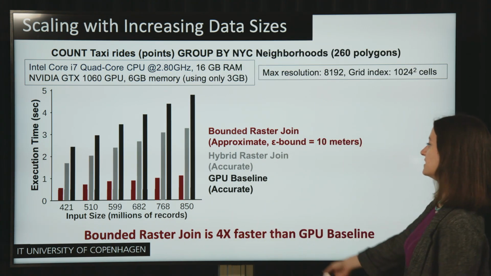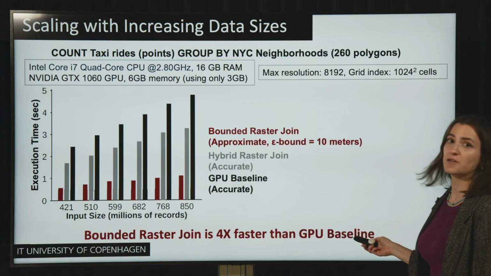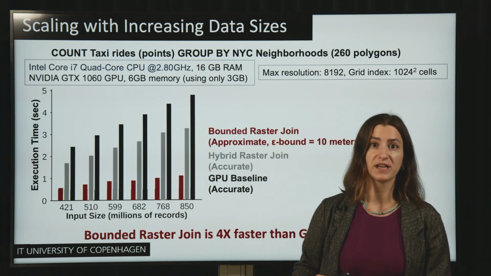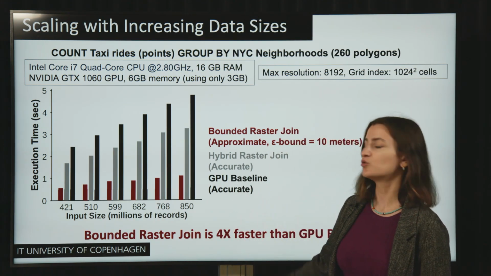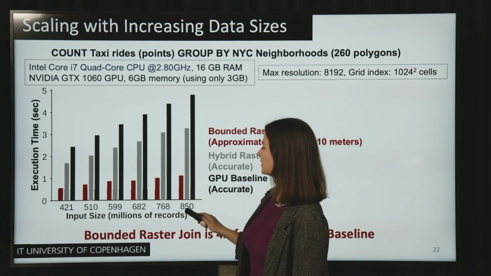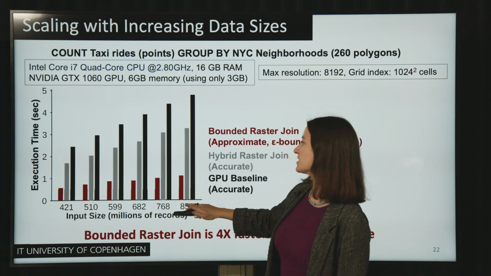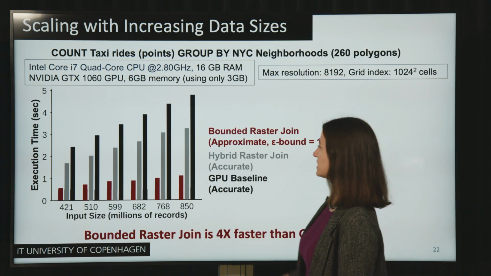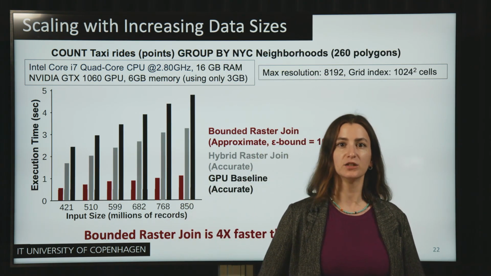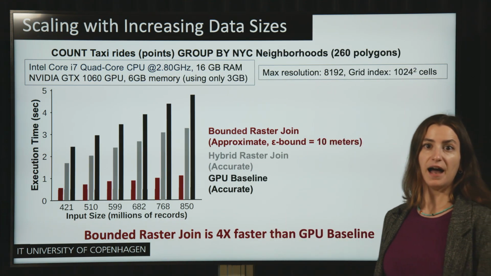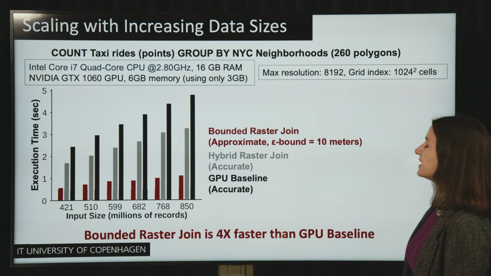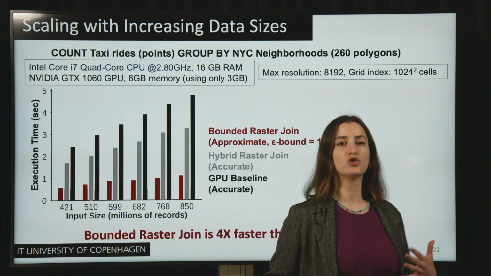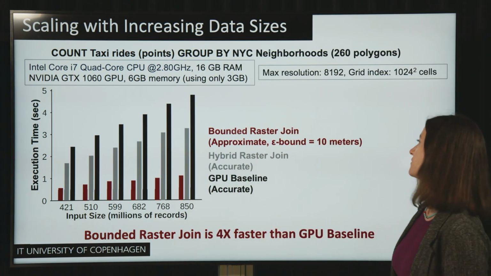What you can see here is that the bounded raster join is 4 times faster than the GPU baseline, and this is because it completely eliminates the costly point-in-polygon tests, which the baseline has to perform. What's even more interesting is that even for the largest input size of 850 million records, the bounded raster join takes roughly above 1 second to execute. So that's a good speed for interactive applications. Let me also say that this time includes the time to transfer the data from the main memory to the GPU memory.